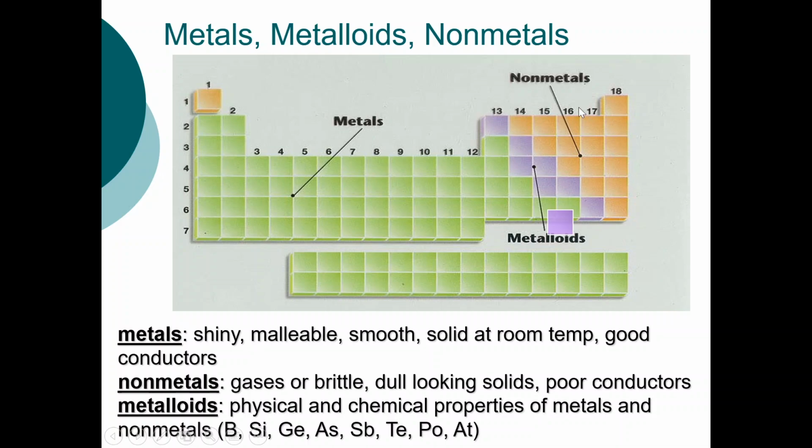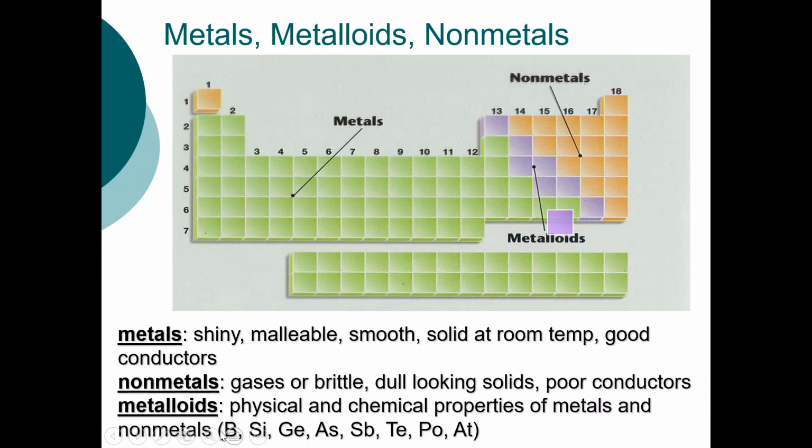All of these non-metals over here are sort of the opposite of metals. So they're not solid. Some of them are solid, but some of them are also liquid. Bromine is a liquid, and a lot of gases. So if they are not in the gaseous or liquid state, they tend to be brittle, dull-looking solids, as opposed to shiny solids like the metals. And these are not conductive.